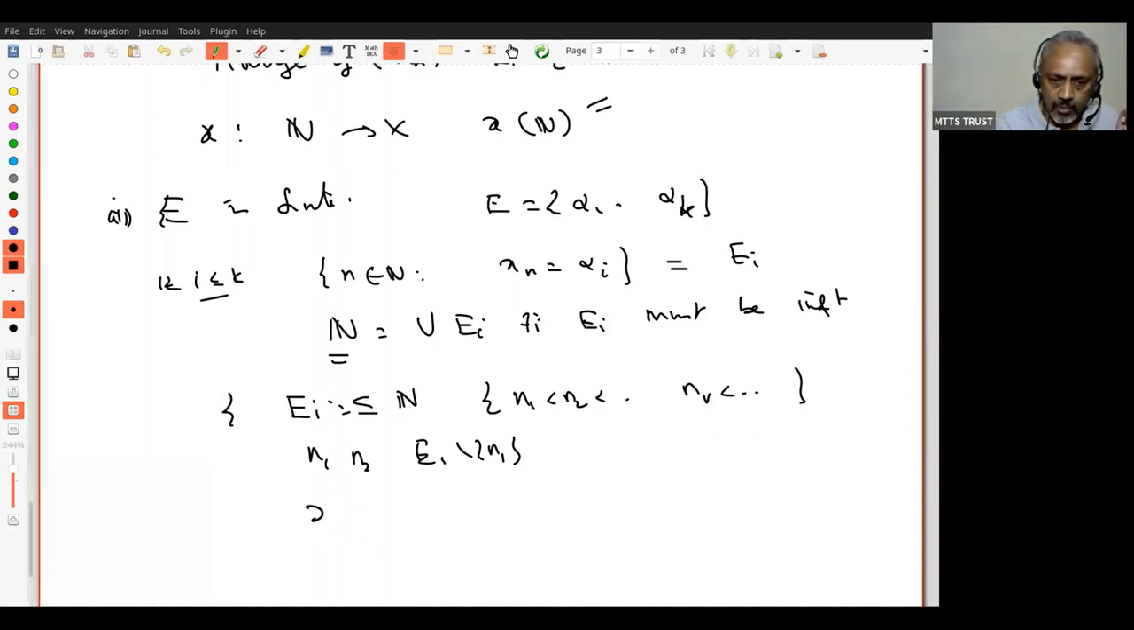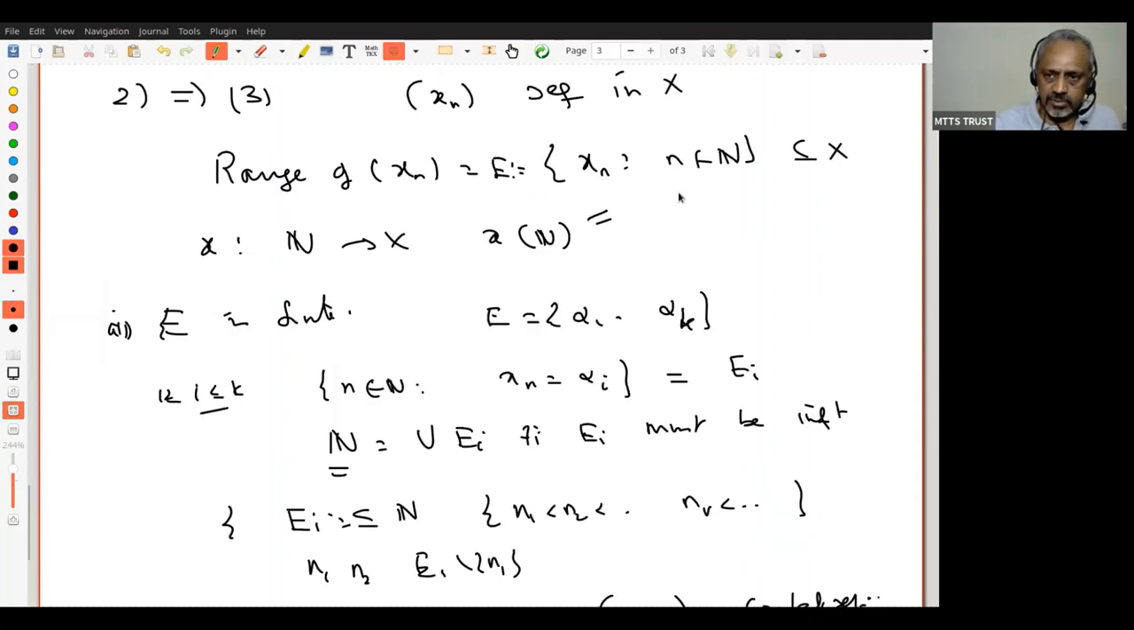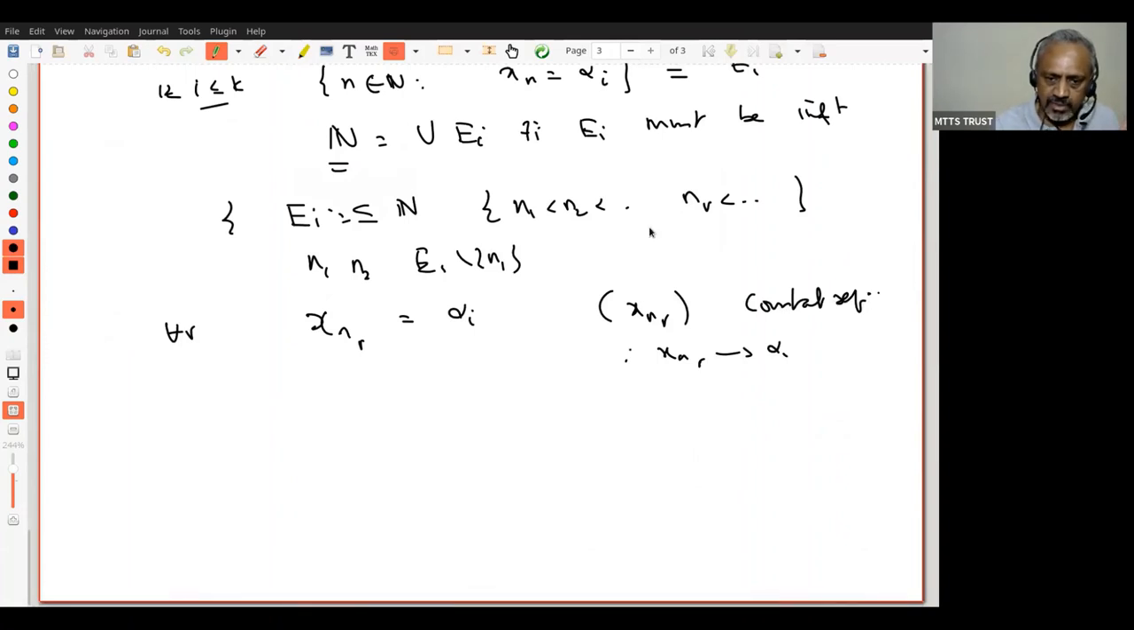Therefore, what do I have? I have x_{n_r} = alpha_i for every r. Now, this sequence x_{n_r} is a subsequence, and it is convergent because it's a constant sequence. Therefore, x_{n_r} converges to alpha_i, right? So when the case E is finite, that is, the range of the sequence is finite, I have shown that there exists a convergent subsequence. Okay, pause, review, proceed.